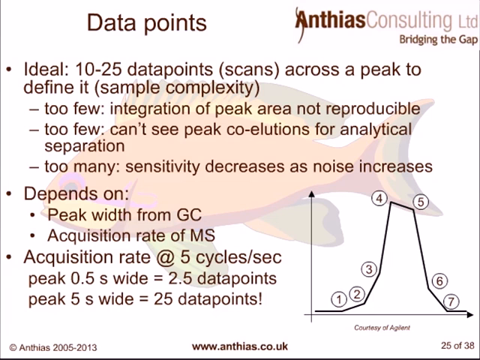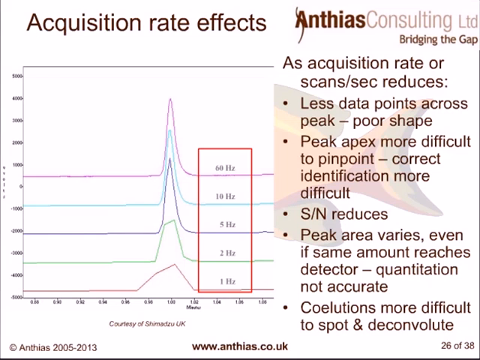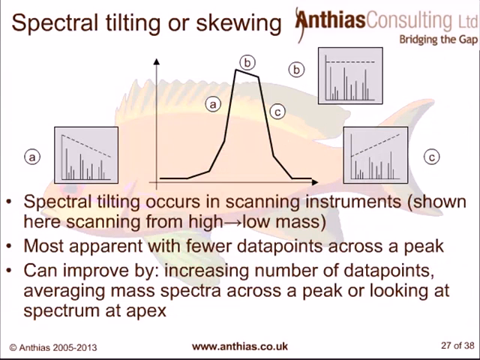So these are things we need to be thinking about when we're developing our GC method, but also the mass spectrometer as well. As we can see here, this is a variety of different acquisition rates affecting our peak shape. At the top is 60 Hertz, down to 1 Hertz at the bottom. And we can see that our peak is getting smaller and much broader, and the shape is not very well defined, and our signal to noise also tends to reduce as well. And correlations are much more difficult to spot and deconvolute.